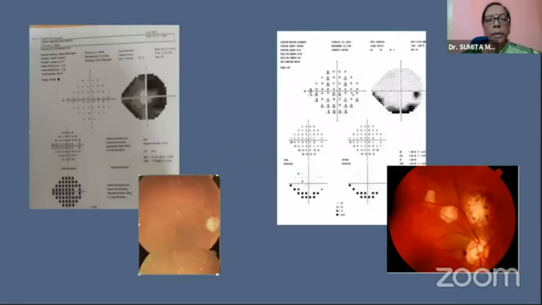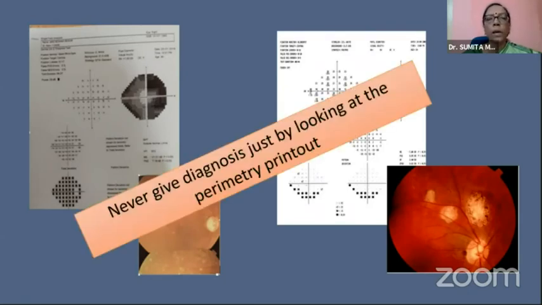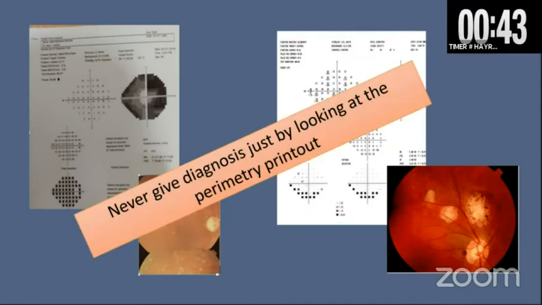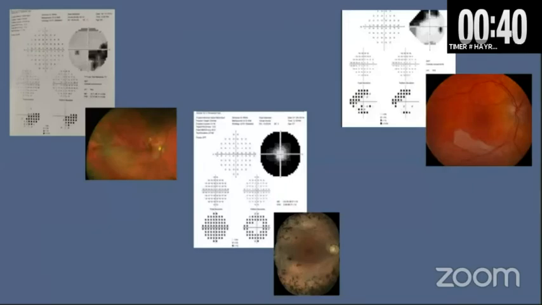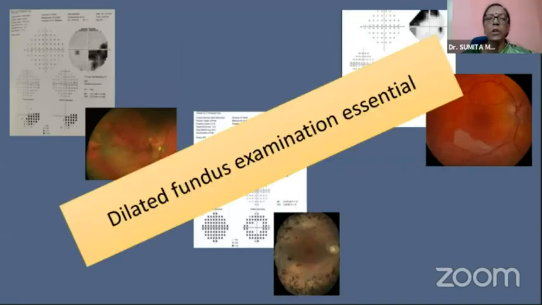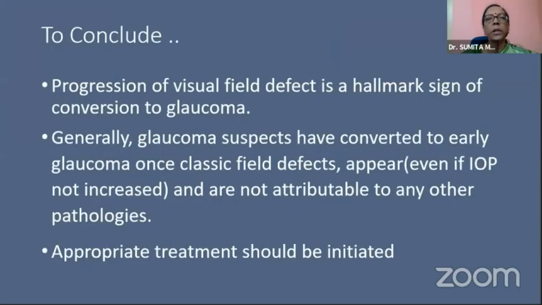If there is any PRP scar or any scar due to chorioretinal abnormalities, then that can produce field defects like glaucoma. So don't give any diagnosis looking at the perimetry alone. Vascular occlusion and retinitis pigmentosa can also produce glaucoma-like defects, and dilated fundus examination is very much essential.